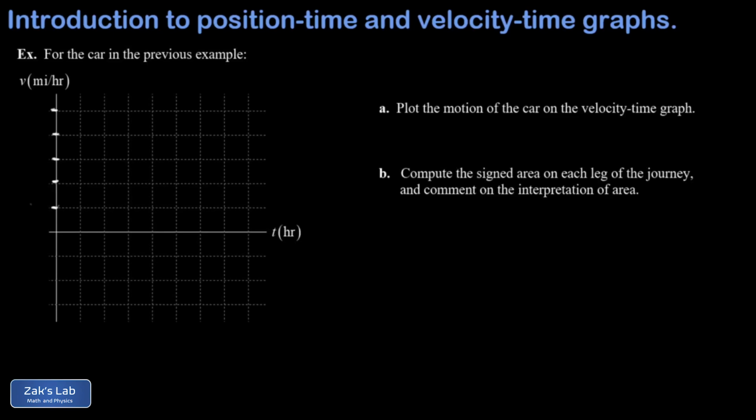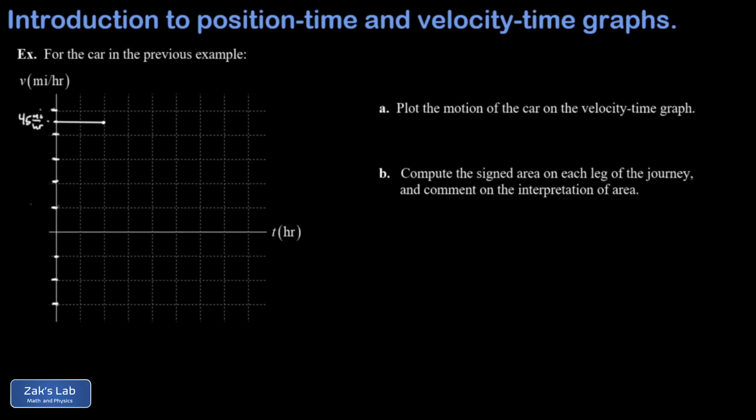I'm calling each vertical grid space 10 miles an hour here. So 45 is right about here. And that's constant for 2 hours. In other words, we stay at exactly the same velocity value as t goes from 0 to 2, and that gives me a horizontal line.